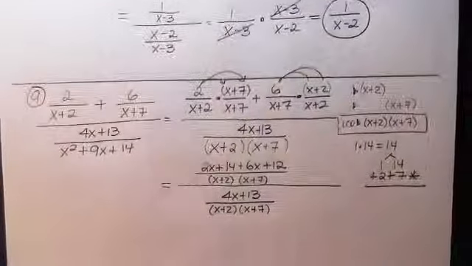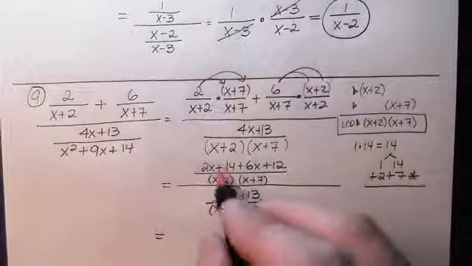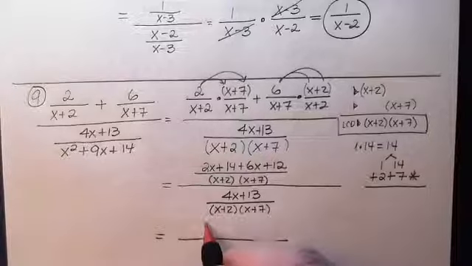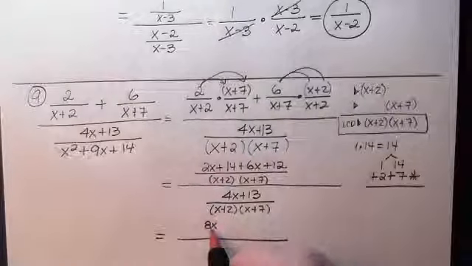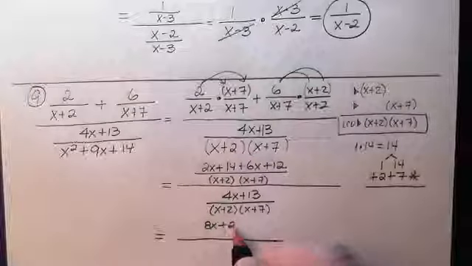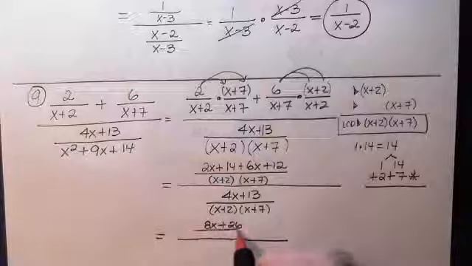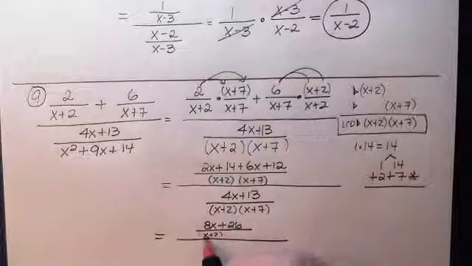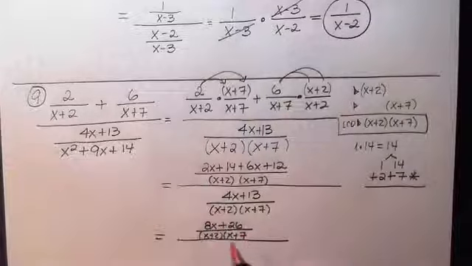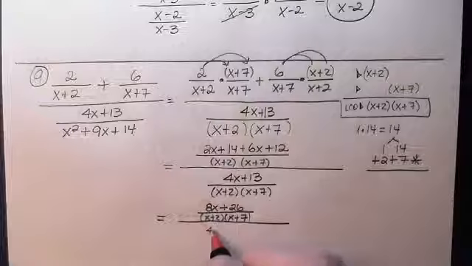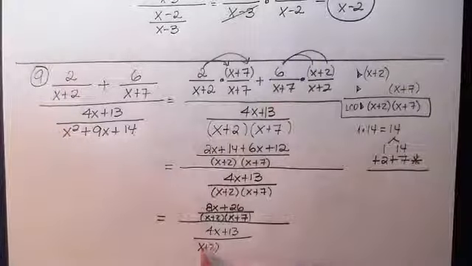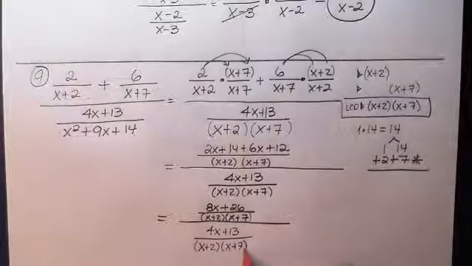Alright, now what we're going to do is combine like terms. On the top, I'm going to get 8x. 14 plus 12 is 26, over x plus 2, x plus 7. And on the bottom I have 4x plus 13 over x plus 2, x plus 7.